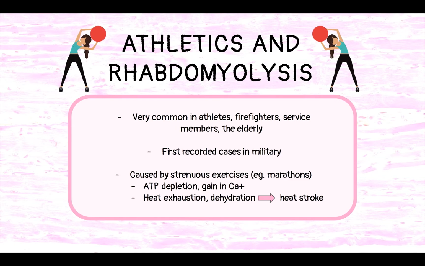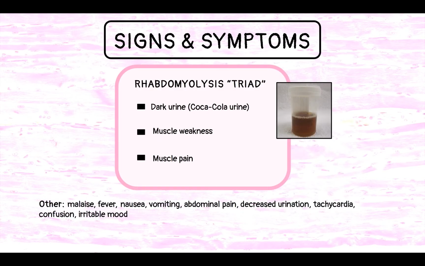Elderly patients can also develop it after periods of being sedentary or due to trauma, such as having a bad fall. Patients are determined to have rhabdomyolysis if they have the triad of symptoms, which are dark urine, often referred to as Coca-Cola urine due to its dark brown reddish color, muscle weakness, and muscle pain. Interestingly, less than 10% of cases possess all three of these symptoms. Other common symptoms include general malaise, fever, nausea, vomiting, abdominal pain, decrease in urination, tachycardia, confusion, and an irritable mood.